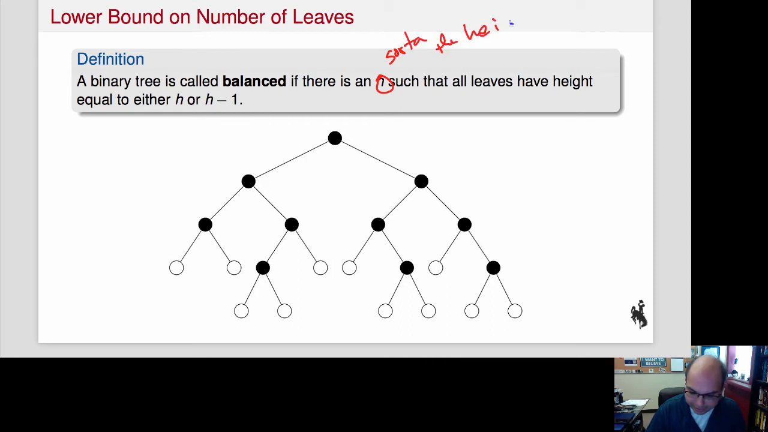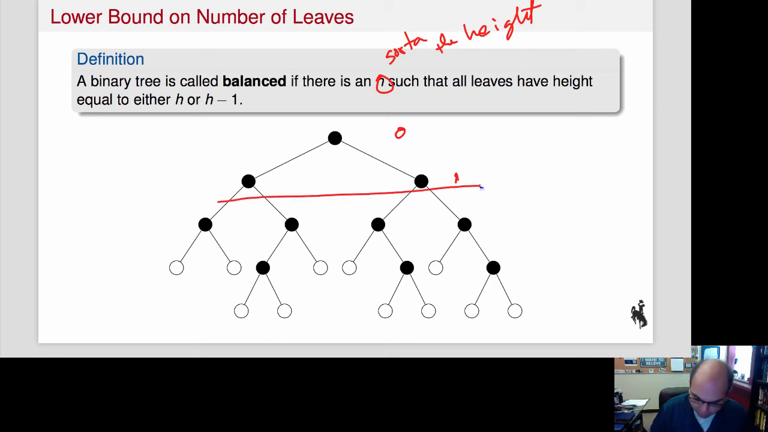It's not exactly the height, but you can see that it's very close to the height. And what I need is to find an h such that all leaves are either h steps away from the root, that's what I call the height of that leaf, or h minus 1 steps away from that root. So here I'm 0 steps away from the root, right?